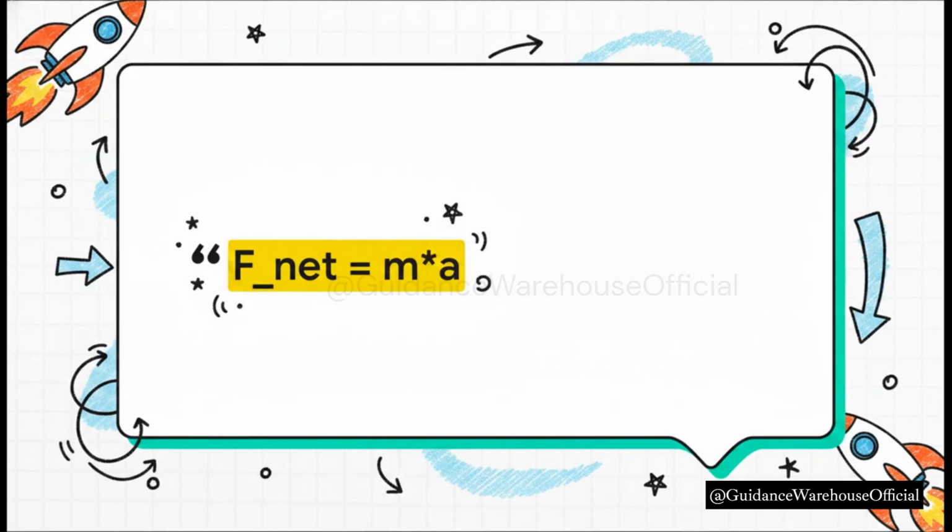And now for step 3. This is where we bring in the big gun of physics here, Newton's second law. It just states that the total or net force on an object is equal to its mass times its acceleration.